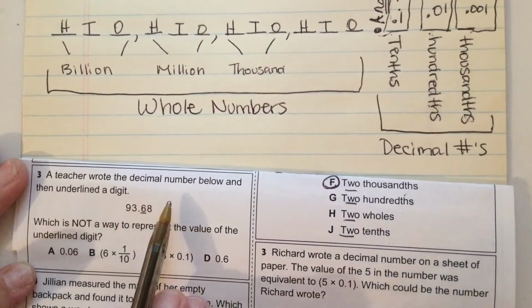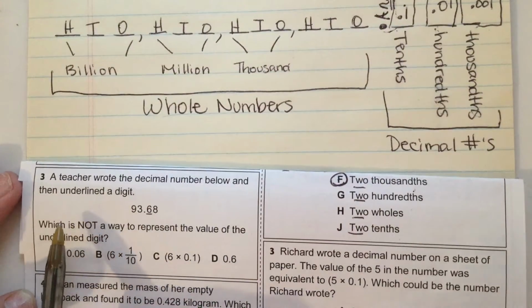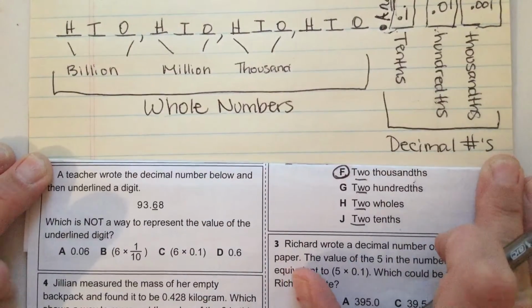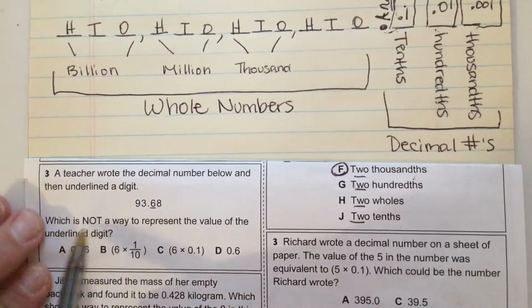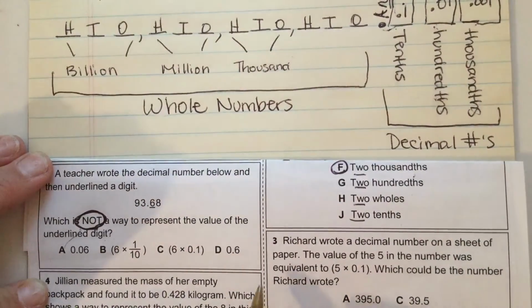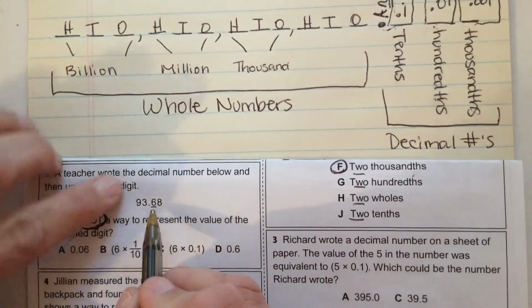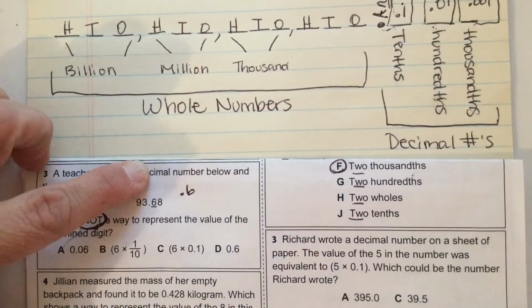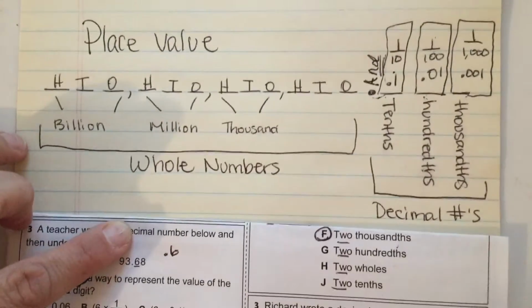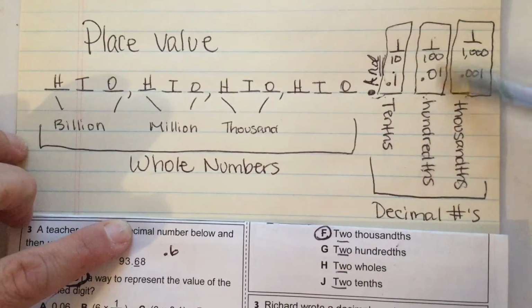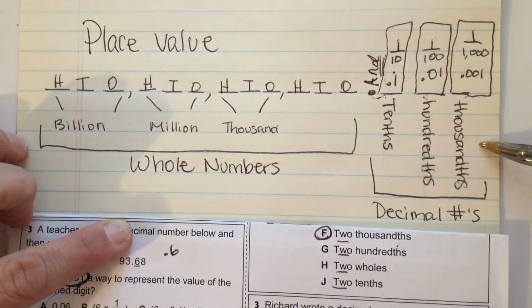A teacher wrote the decimal number below and then underlined a digit. Okay, so we got 93 and 68 hundredths, and we're looking for which one is not a way to represent the value of the underlined digit. So 0.6, that's what we're looking at. Which place value is this 6 going to be in? The tenths, the hundredths, or the thousandths? What place value is that 6?